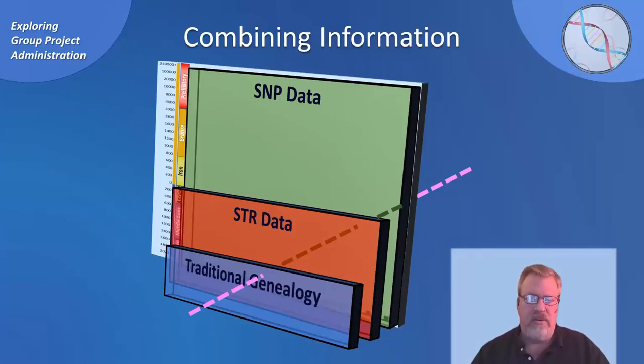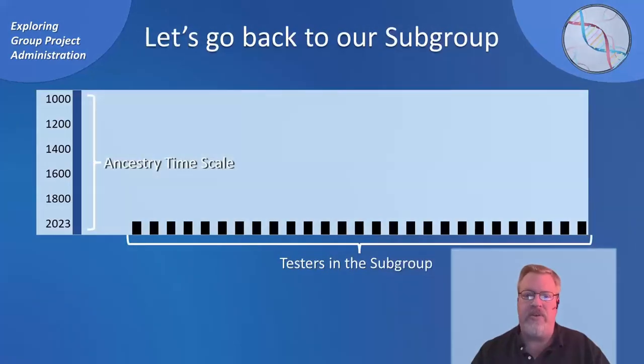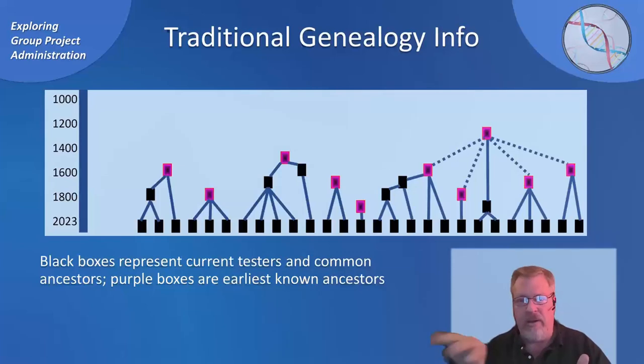All right, so I'm going to use the example of a surname project. And to do that, of course, I'm looking at the last, let's say, about 1,000 years. The way I'm going to picture this, again, is the black boxes are testers. I've got a time scale, and I'm going to concentrate on the closer time scales now. But if I'm talking SNPs, of course, I'm going to expand that a little bit. So my traditional genealogy, I'm going to diagram like this.